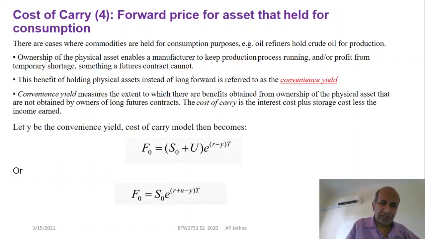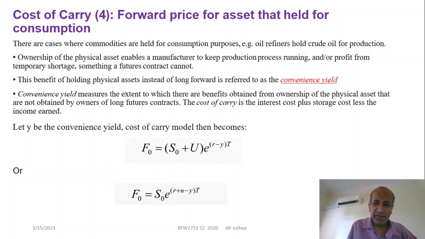This benefit of holding the physical asset instead of a long forward is referred to as convenience yield. Convenience yield is that there's a benefit in you booking at a forward price, especially if the spot price of that particular underlying becomes very expensive at that time, you would have used it at the fixed price, which is benefiting you. Convenience yield measures the extent to which there are benefits obtained from the ownership of the physical asset that are not obtained by owners of the long futures contract.